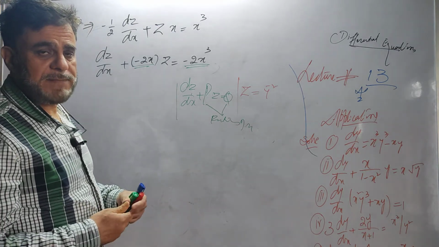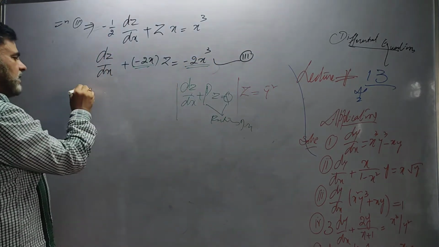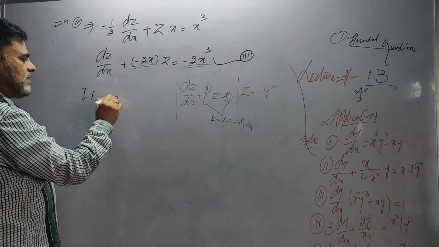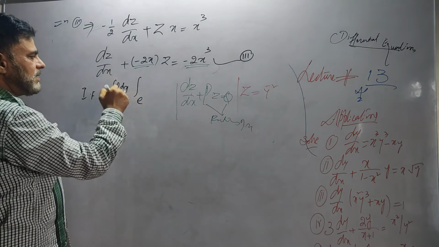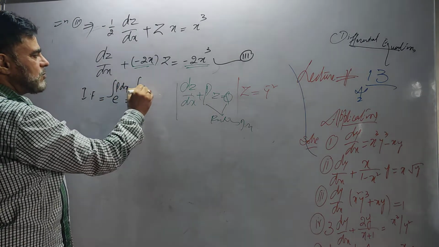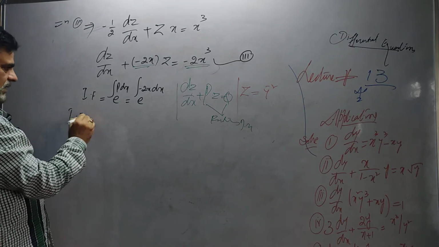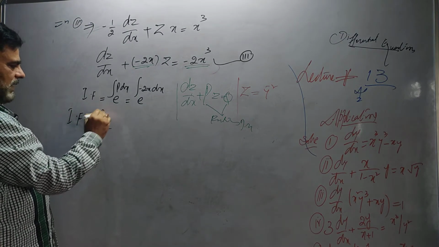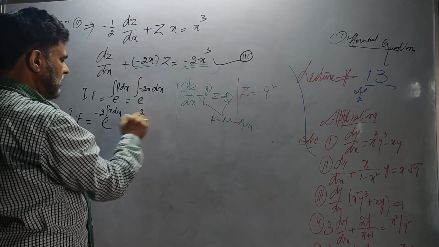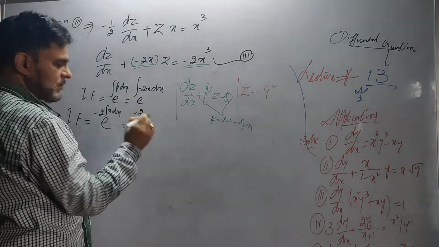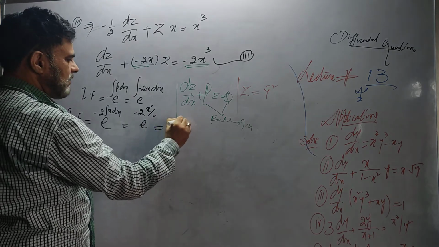So what will be your integrating factor? The integrating factor in this case is e raised to the power integral of p dx. It is equal to e raised to the power integral of minus 2x dx. So the integrating factor is e raised to the power minus 2 integral of x dx. The integral of x with respect to x is x square by 2. So this gives me the integrating factor e raised to the power minus x square.